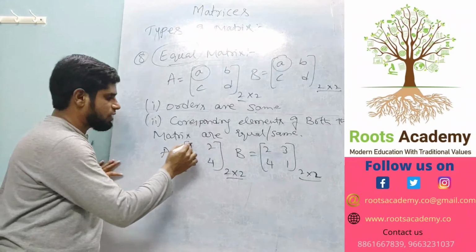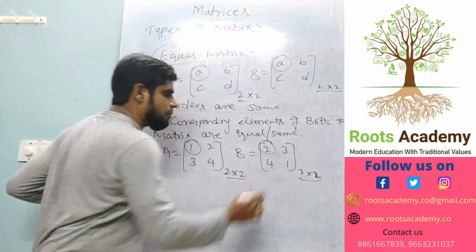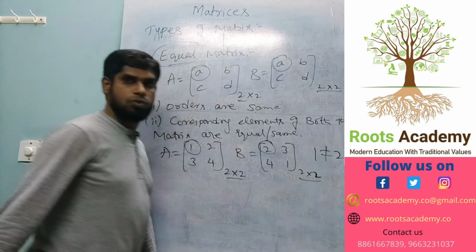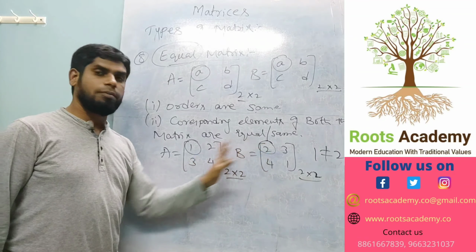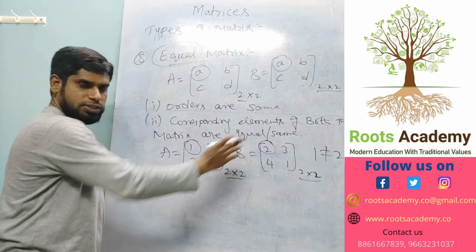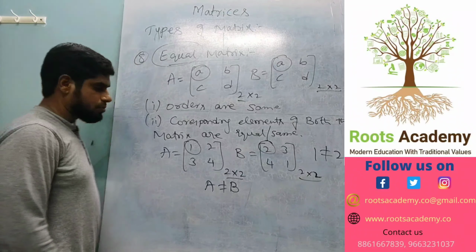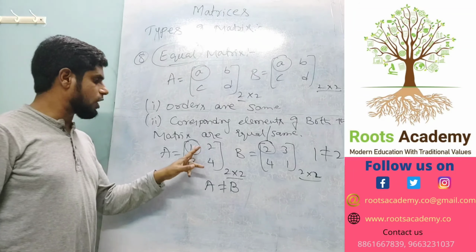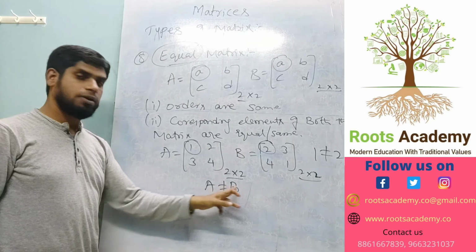First matrix, first element is 1 here. Second matrix, first element is 2. So 1 is not equal to 2. With this itself, we can declare that it is not equal matrix. Of course, other elements are also there, but no need to check much. So here A is not equal to B. Though the orders are same, what happened here? The corresponding elements are not equal. That's why these are not equal matrices.